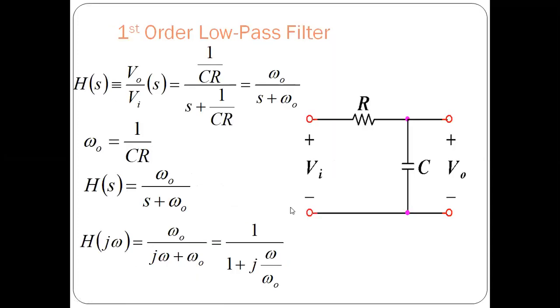And here we are going to discuss the first order low pass filter. If we consider only a single RC network, then it is said to be a first order low pass filter, which consists of only a single RC network.